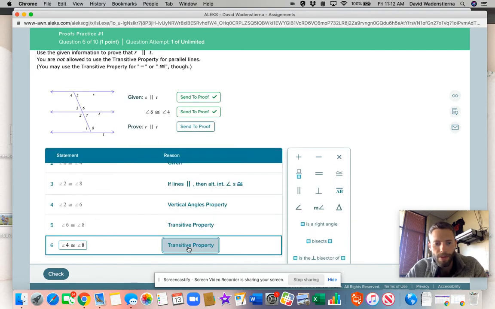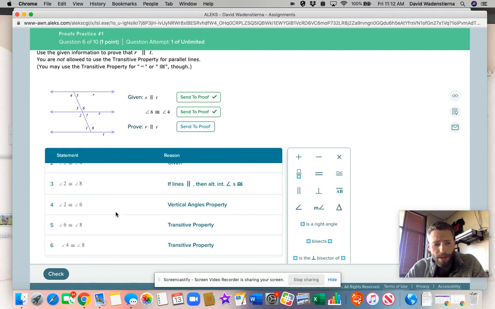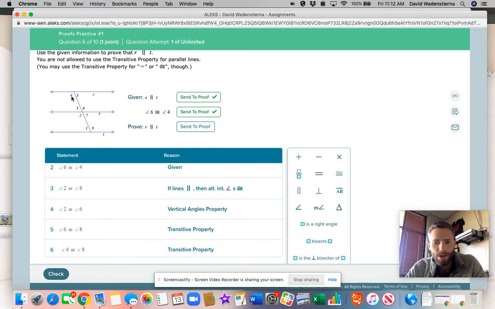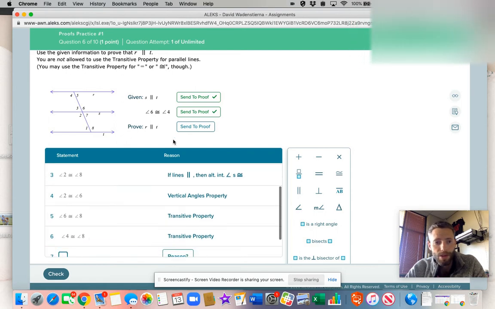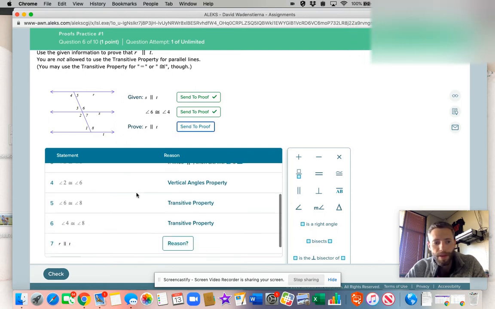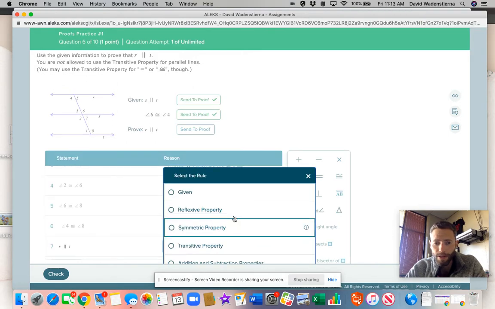Now, let me explain why I went there next. That's just the next natural step using the transitive property, but look now what I've gotten to show here. 4 and 8 are congruent. Well, if I'm looking at line R and line T, angles 4 and 8 are alternate interior angles. And according to step 6, I've now shown that those alternate interior angles are indeed congruent. And so now I could conclude that R is parallel to T, and the reason would be the converse of the alternate interior angles theorem.